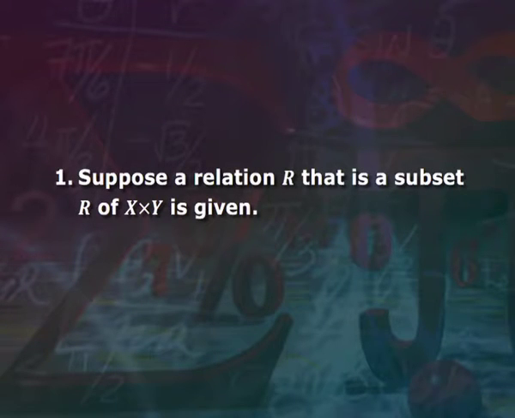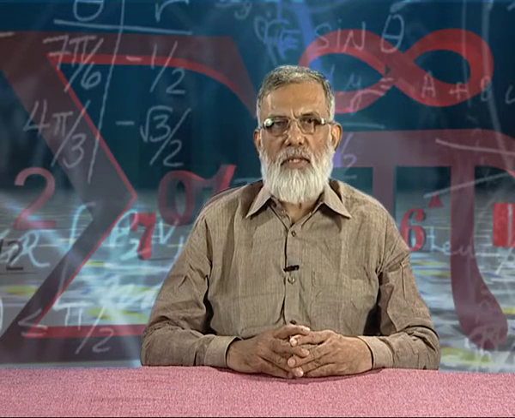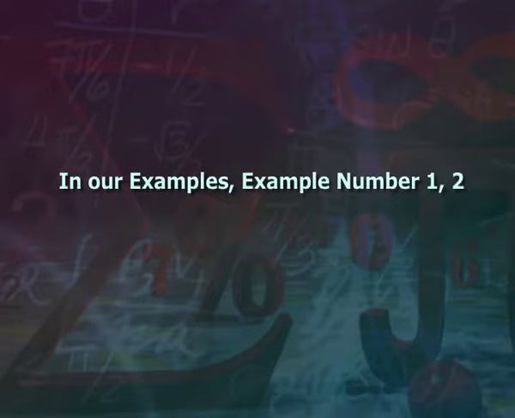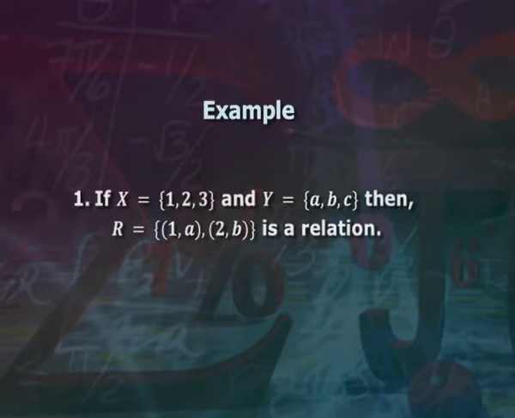1. Suppose a relation R, that is a subset R of X cross Y, is given. Note that it is not necessary that for every element x in X, there is some y in Y such that the ordered pair (x, y) is in our relation R. In our examples, example number 1, 2 and 5 are such examples. In example 1, no element of the set Y is related to 3.